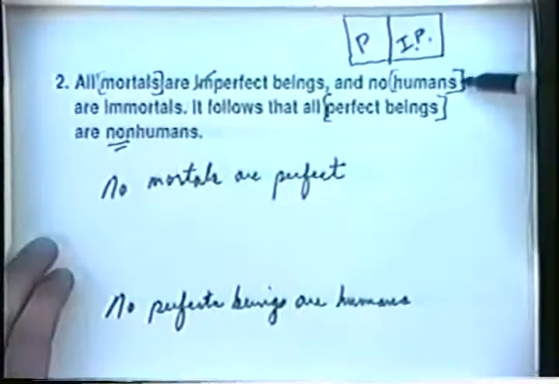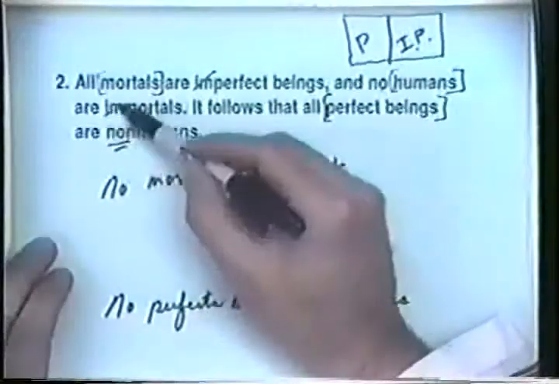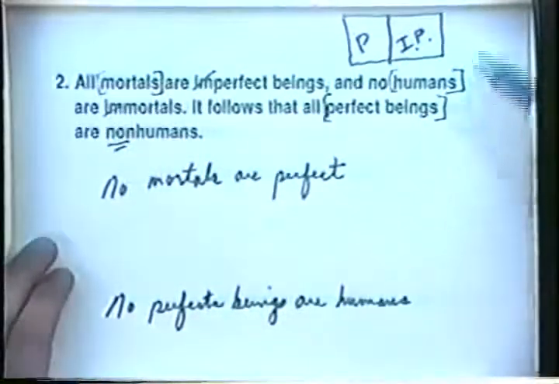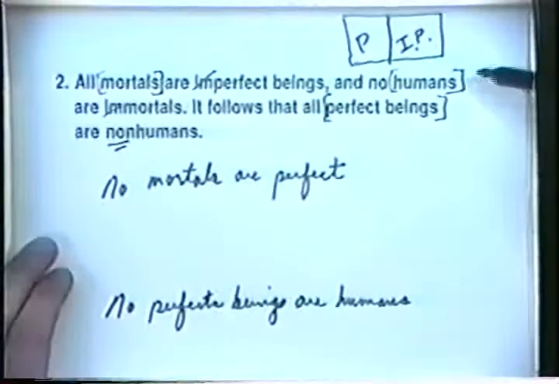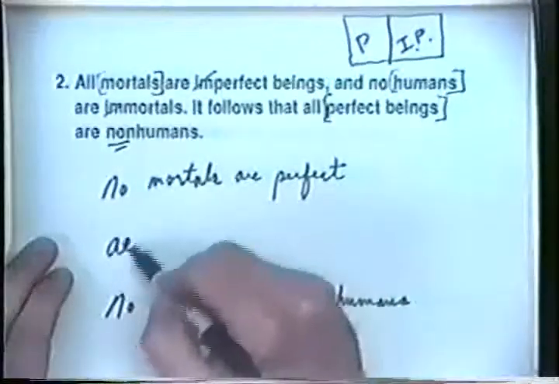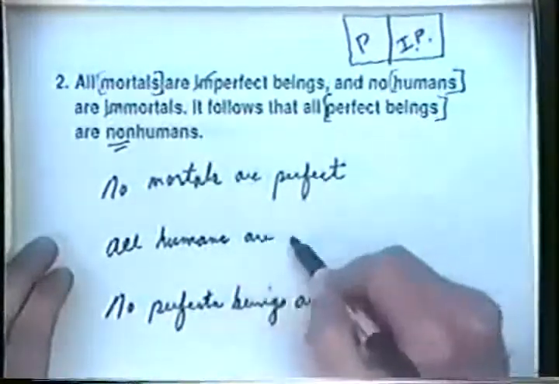And now the second premise, no humans are immortal. We want to get rid of the im prefix again on immortal, and we need something equivalent to the statement no humans are immortal. Well, if no humans are immortal, all humans must be mortal. So, all humans are mortal.